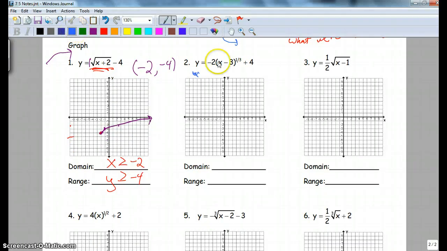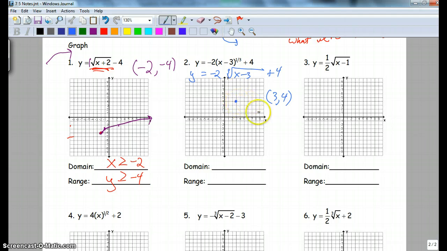Number 2. Another way to write the second one here, number 2, is y equals -2 times, since this is to the 1/3 power, cube root of x minus 3, plus 4. All right, so it's cube root world. Our vertex is going to be at 3, 4.